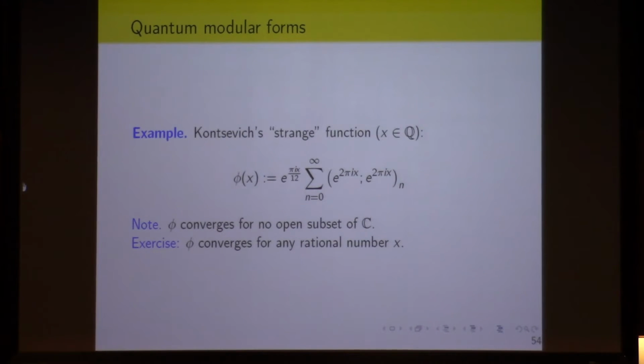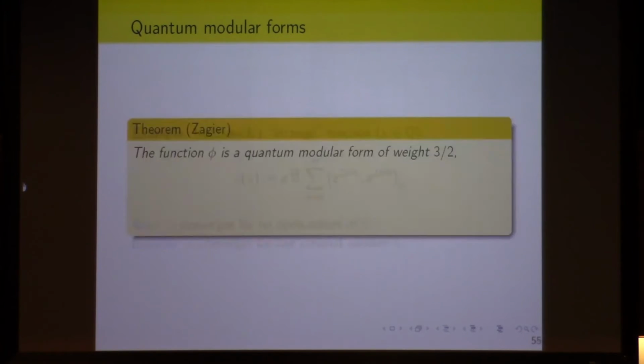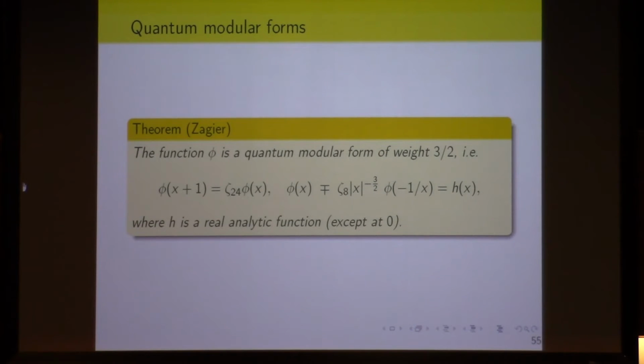This was originally studied by Kontsevich for other reasons, but Zagier put this function into the framework of quantum modular forms. It transforms correctly under SL2, and the error to modularity is a real analytic function, except at 0.